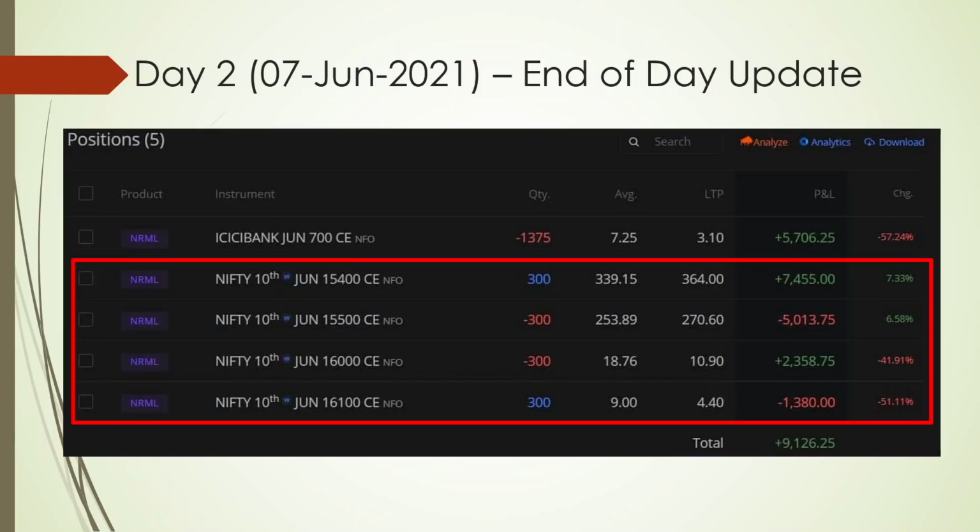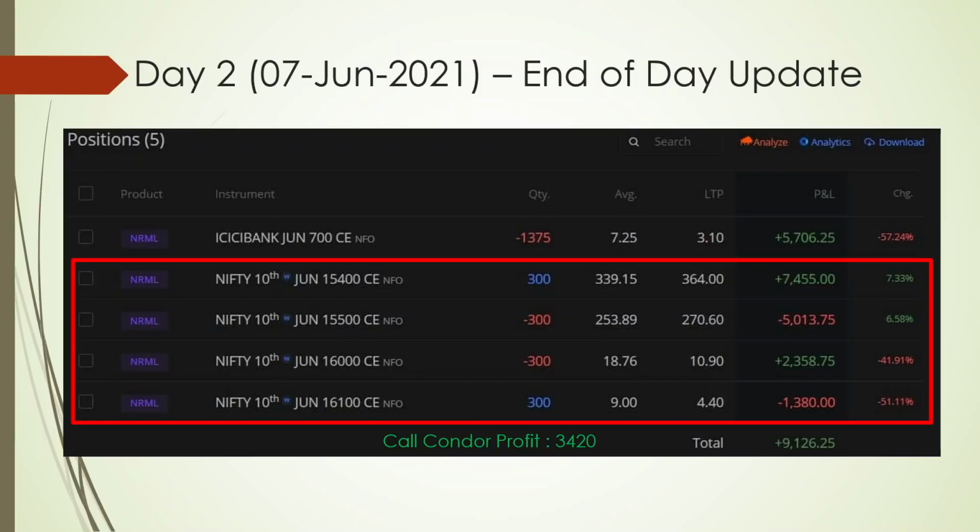15,400, 15,500, 16,000 and 16,100. So the premiums have moved here and there. Let us see where our call condor profit is. Oh, the call condor profit is at 3,420. This 3,420 is somewhere at the halfway mark.